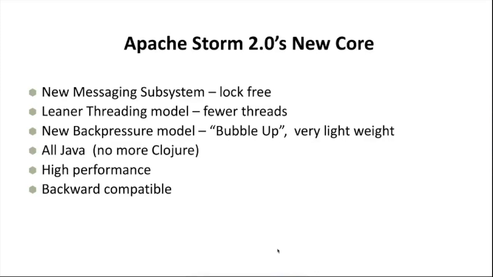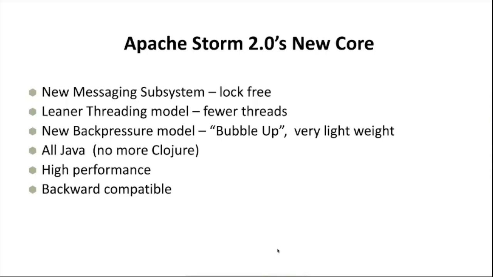It has a new messaging subsystem, which is lock-free. It has a leaner threading model. Basically, we have a lot fewer threads doing more work, better utilization of the cores. A brand new back pressure model, kind of calling it a bubble up back pressure. This is very lightweight and designed to sustain the max throughput your system can achieve even under back pressure, because when under back pressure, you don't want to throttle it too much because then your backlog will build up.